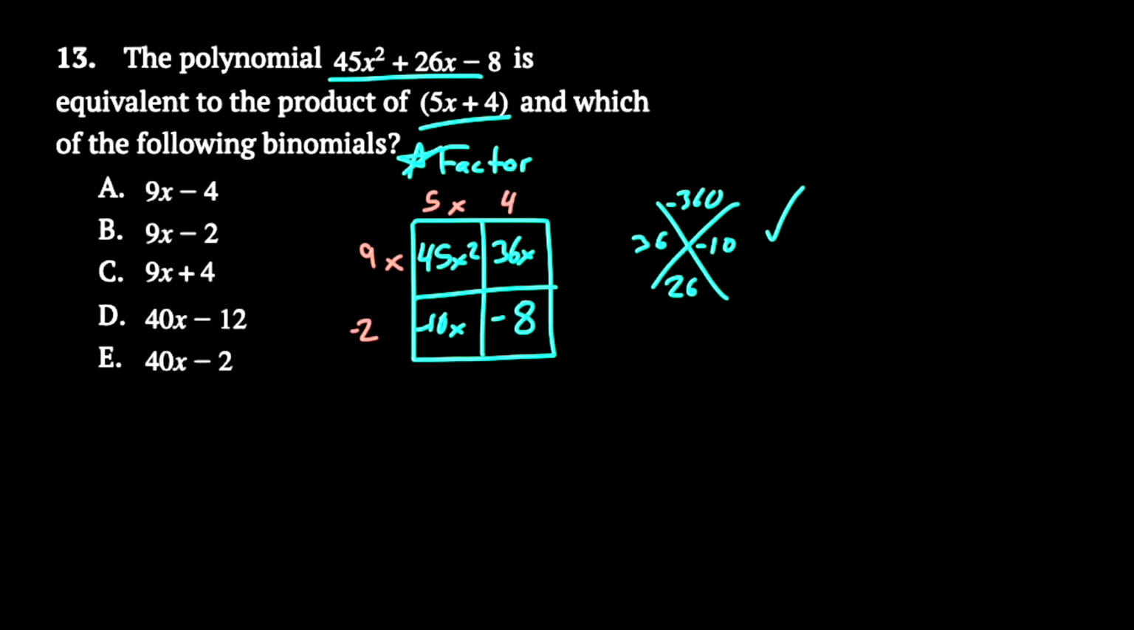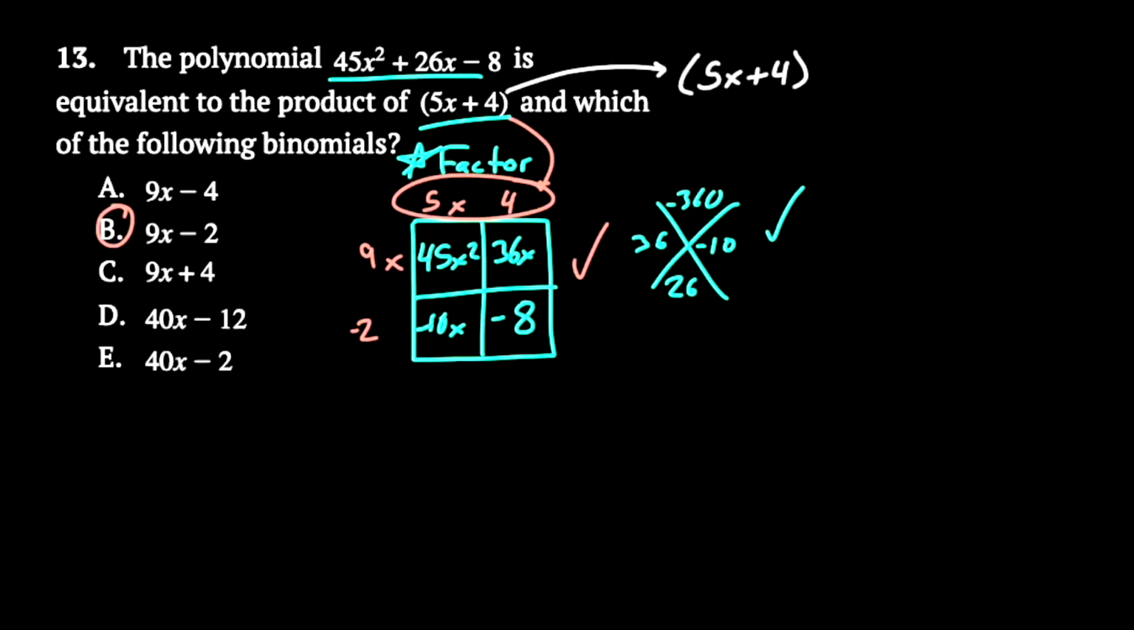And then you can just check your work in the last box. Is 4 times negative 2 negative 8? Yes, it is. All right, so we successfully factored this into 5x plus 4. That's the one they gave us. And 9x minus 2. So your final answer would be B.